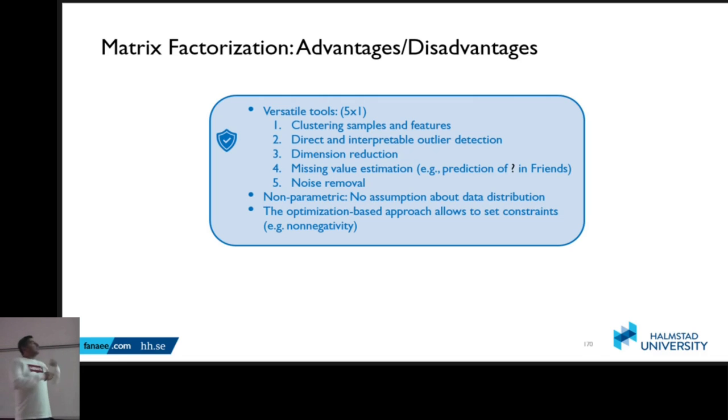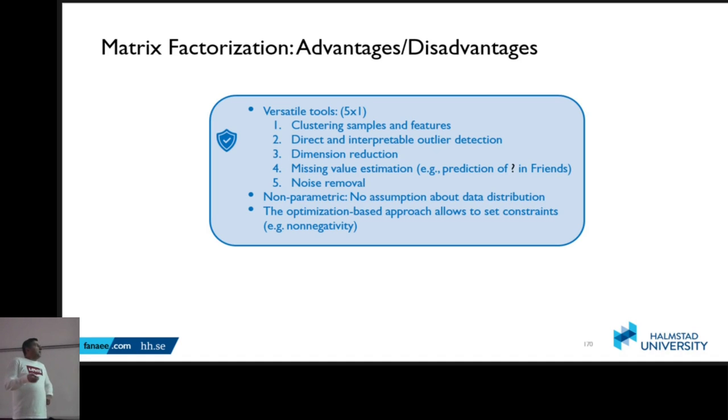They can be used for clustering samples and features. They can be used for direct and interpretable outlier detection. They do dimension reduction. They do missing value estimation. And they are used for noise removal as well. So fantastic, right? With a linear complexity method, you are doing five things at the same time. Non-parametric, they don't make any assumption about the distribution of the data.